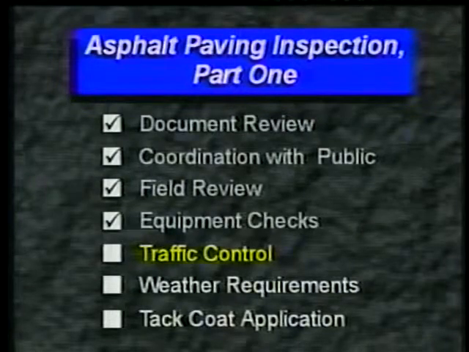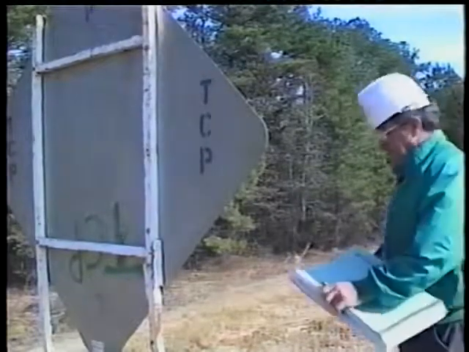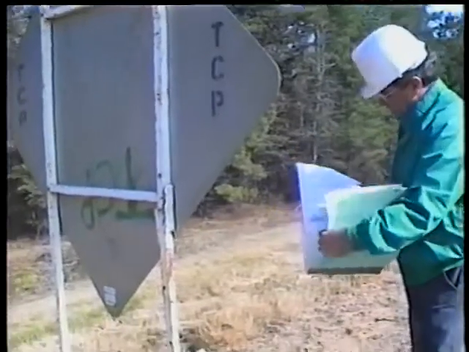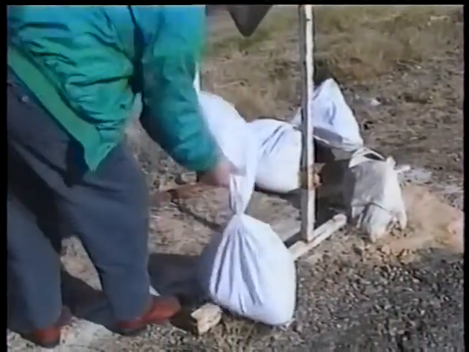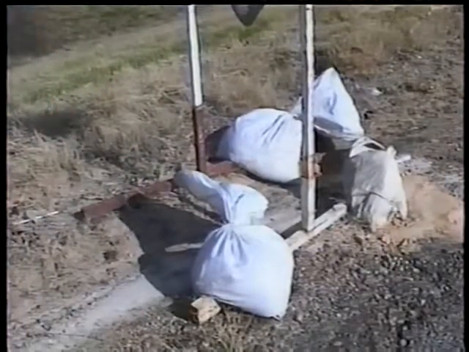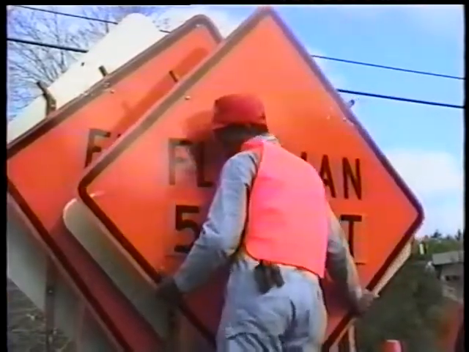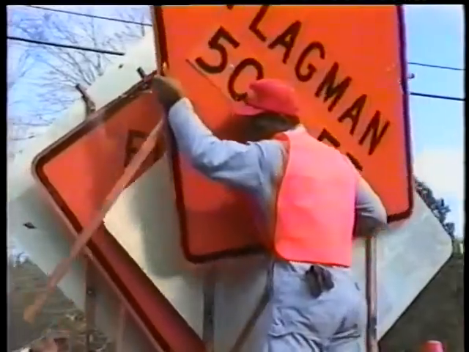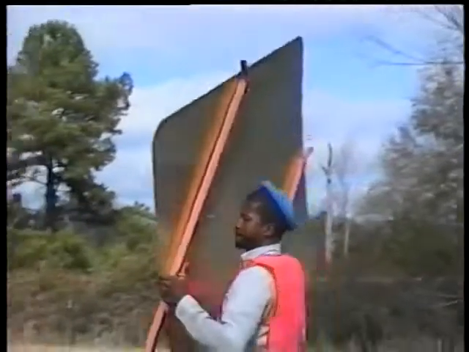Now let's look at traffic control in a little more detail. As you heard in the beginning of the program, a traffic control plan should identify the types of signs and devices to be used and where they should be placed. So you should always inspect them as they're set up to be sure they comply with the plan. Now, although the exact signs and devices and their locations will change from project to project, there are a number of principles that apply to all traffic control zones.